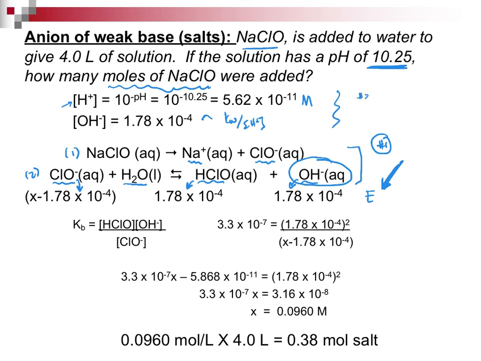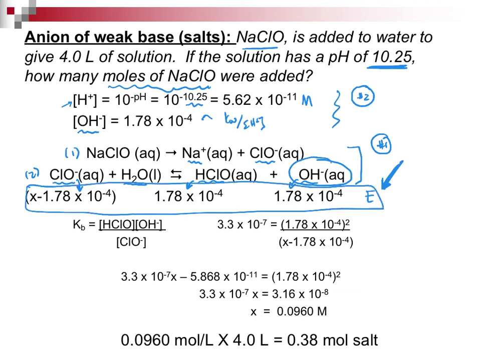Well, next what I did is I took that pH that was given, the 10.25, I turned it into an H plus, then I calculated my OH minus. After I had that information, I was able to draw the E line of my ice table because I had those concentrations. That's my setup work. Once I did that, I knew my expression for Kb. It's products over reactants. I substituted in the actual values that I had and I solved the problem.